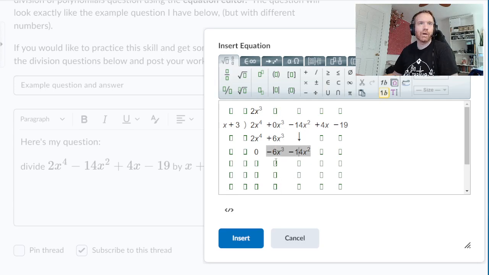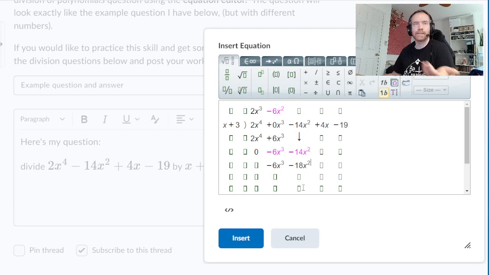I look at this part, negative 6x cubed minus 14x squared, right? And I got to figure out a number that goes up here that's going to multiply by x in order to make negative 6x cubed. Of course, the answer to that is a negative 6x squared, right? A negative 6x squared is going to multiply x in order to make negative 6x cubed. Of course, when it does that, it also multiplies by the 3 in order to make negative 18x squared, right? And then we can subtract, and then we can repeat the process again and again.